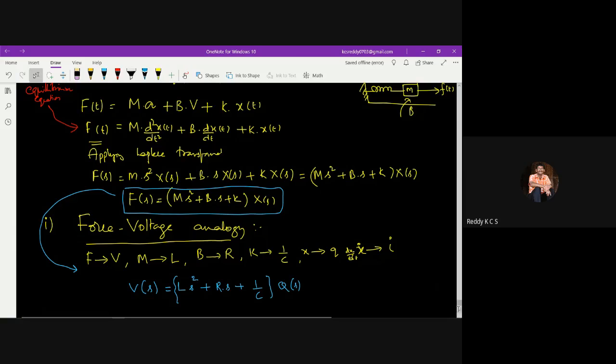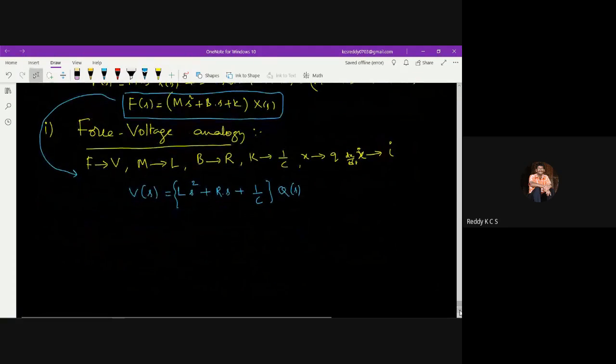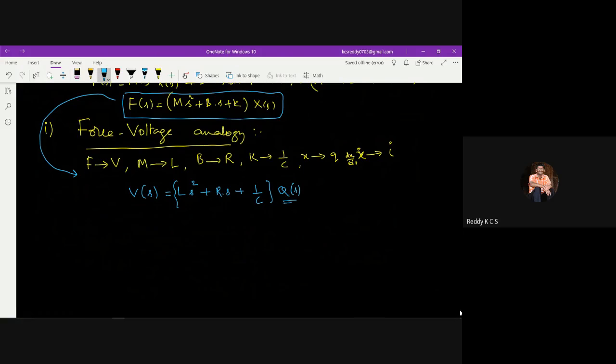Once you replace this, if I want to write the equivalent electrical network, it has to be represented in terms of current I. We know that Q(s) is equal to I(s) by s. We know that I is equal to dq by dt.